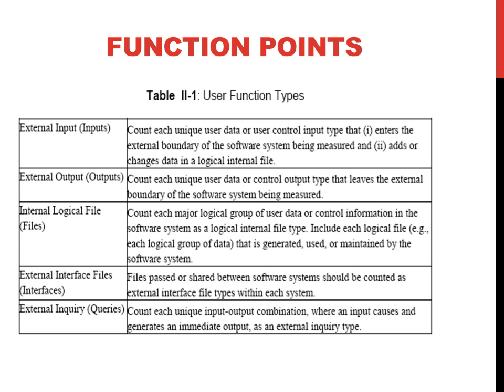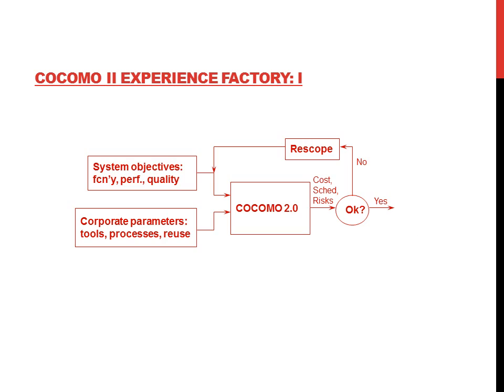Count each major logical group of user data or control information in the software system as a logical internal file type, including each logical file, for example, each logical group of data that is generated, used, or maintained by the software system. External interface files are files passed or shared between software systems, which should be counted as external interface file types within each system. External inquiries, which are queries: count each unique input-output combination where an input causes and generates an immediate output as an external inquiry type.